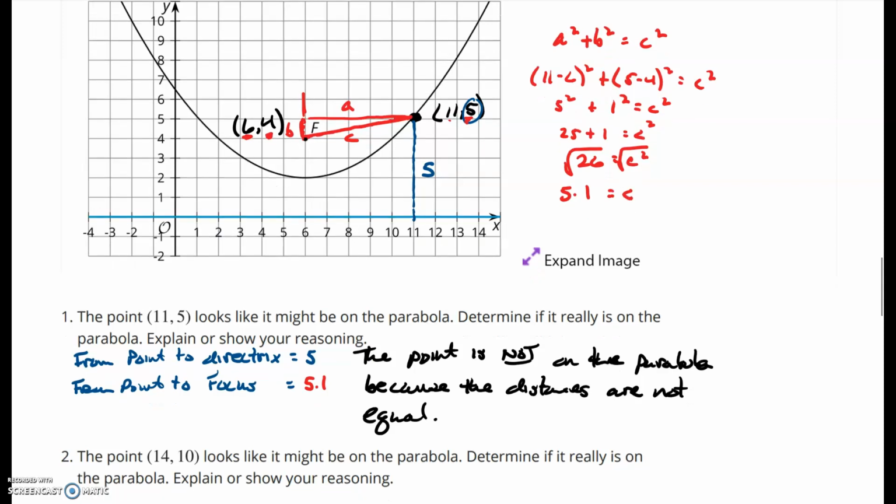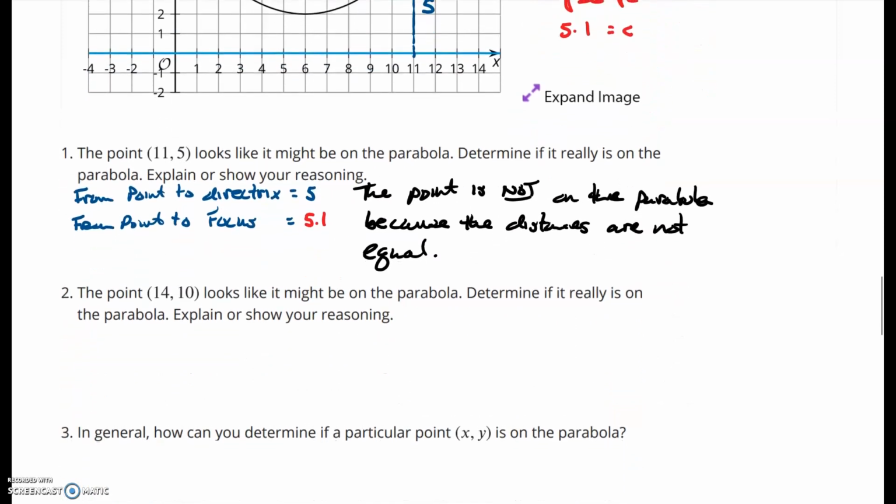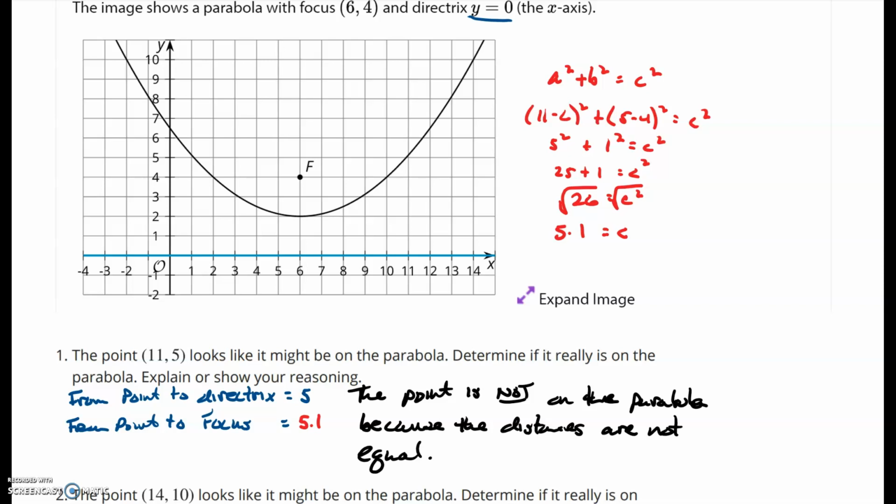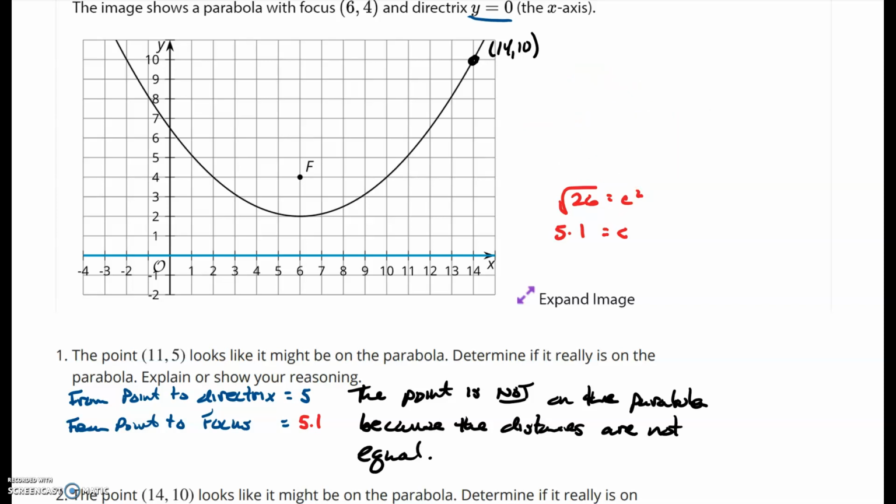Okay, now we can look at another one. We're going to look at the point 14, 10. So I'm going to erase some of this stuff. Come over 14, go up 10. There's my point. I can erase this Pythagorean theorem work we did. I want to determine, is this point on the parabola? Remember, the distance from the point to the directrix must be equal to the distance from the focus to the point in order for this point to be on the parabola.